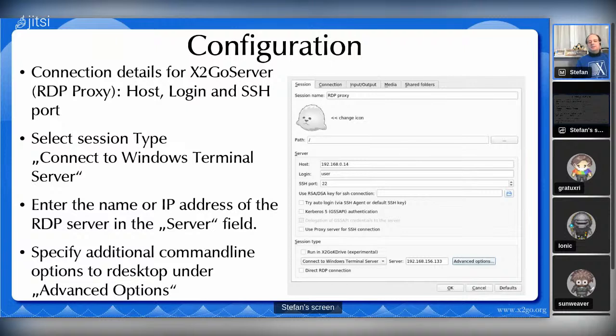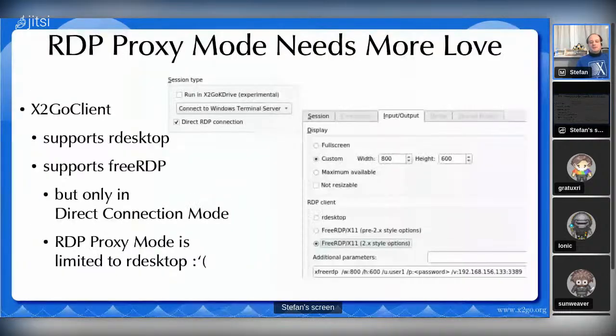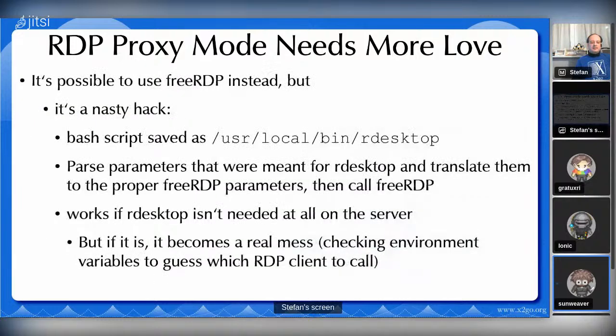Under Advanced Options, you can specify additional command line options to rdesktop, say -u username if your username on the RDP server is different from the one you use on the X2Go server. It is very obvious, though, that RDP proxy mode needs more love. X2Go client itself supports both rdesktop and FreeRDP, but only in direct connection mode. RDP proxy mode is limited to rdesktop.